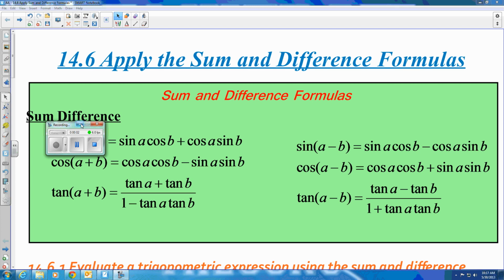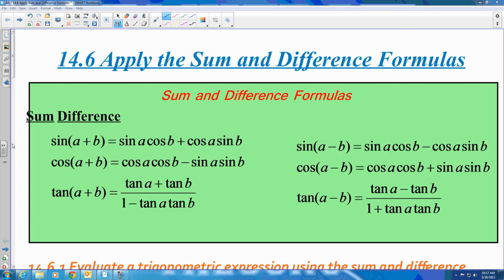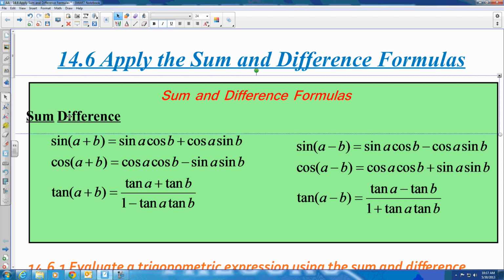Okay, we are in section 14.6 where we get to apply the sum and difference formulas. If you look here in the boxes in green, these are the sum and difference formulas.